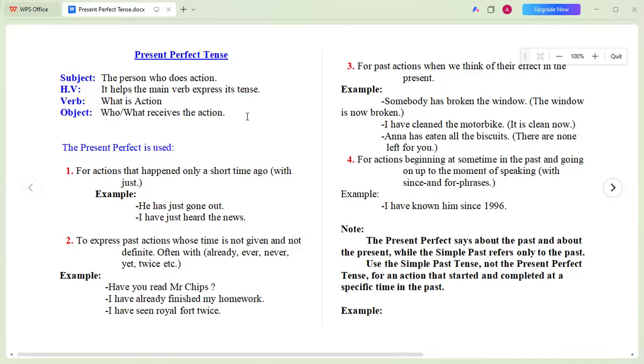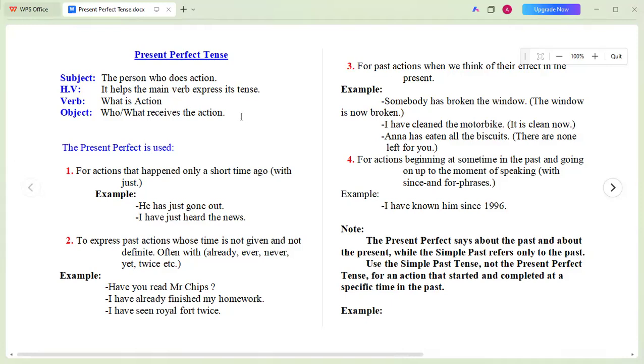So at last, object comes in the sentence. It means who or what receives the action. It usually comes at the end of the sentence. Like he goes to school. Who receives action? School. So school is an object. I hope you get it. And if you have any question or confusion, you may ask me in the comment. I would respond to you over there.